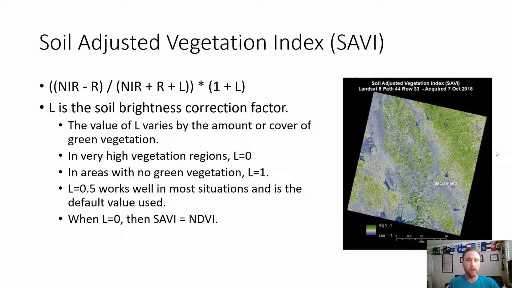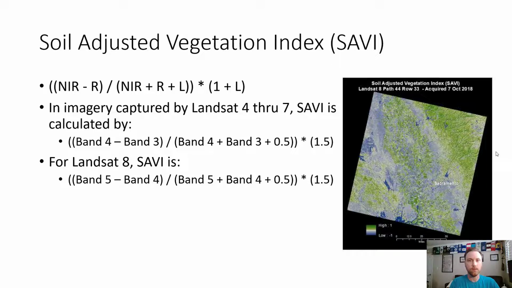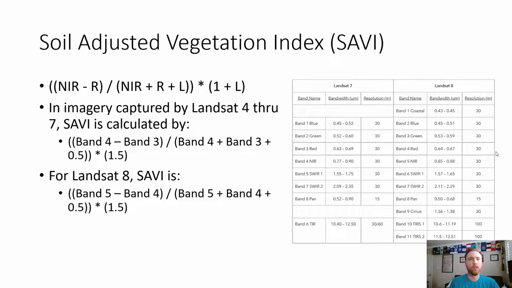So we use 0.5 because that is essentially a median value, which applies to most situations where you have some vegetation, some bare earth or developed land. When L is 0, SAVI is going to be the same as NDVI. So we tend to use 0.5 because, as I said, it's essentially an average that we can expect to see. I won't go over the formula again, but just know that there's a difference between Landsat 4 through 7 and Landsat 8 with regards to the bands to use specifically. Here's the cheat sheet once again.